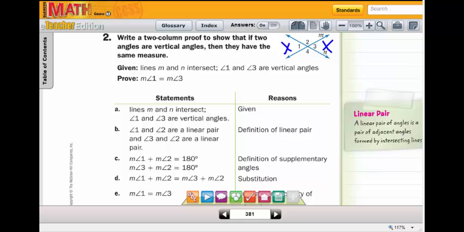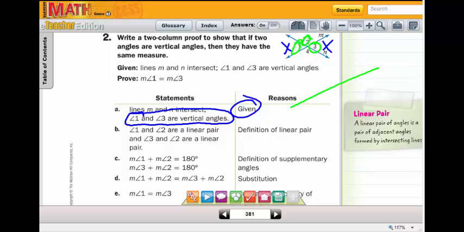Okay, so the first thing we can do is take a look at lines M and N intersect. That's a given. So therefore those two are vertical angles. That's all given. Now we can have angle 1. Let's do this in green. We can have angle 1 and angle 2 are a linear pair, and angle 3 and 2 are also a linear pair. What a linear pair means is that they are on a single line, and therefore they equal 180 degrees.